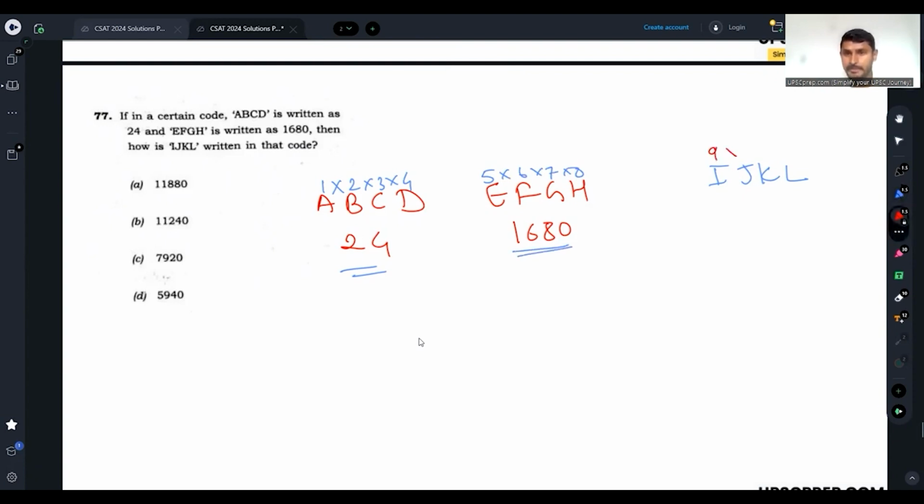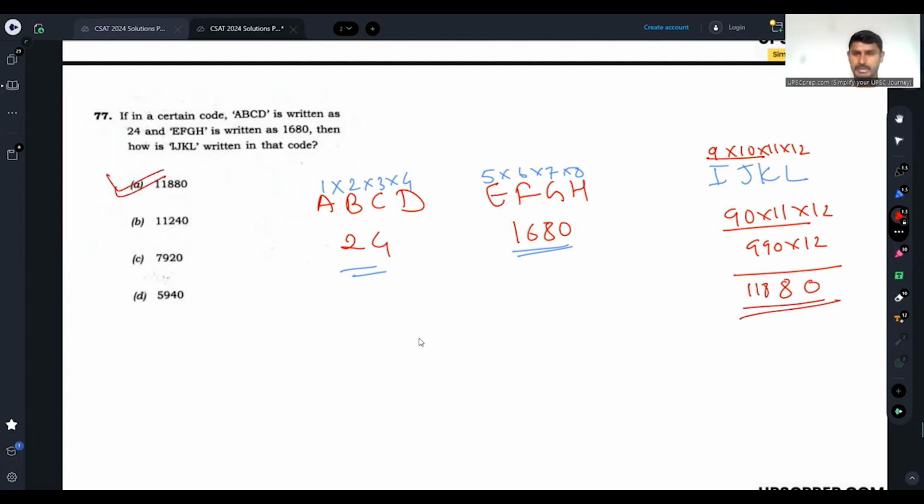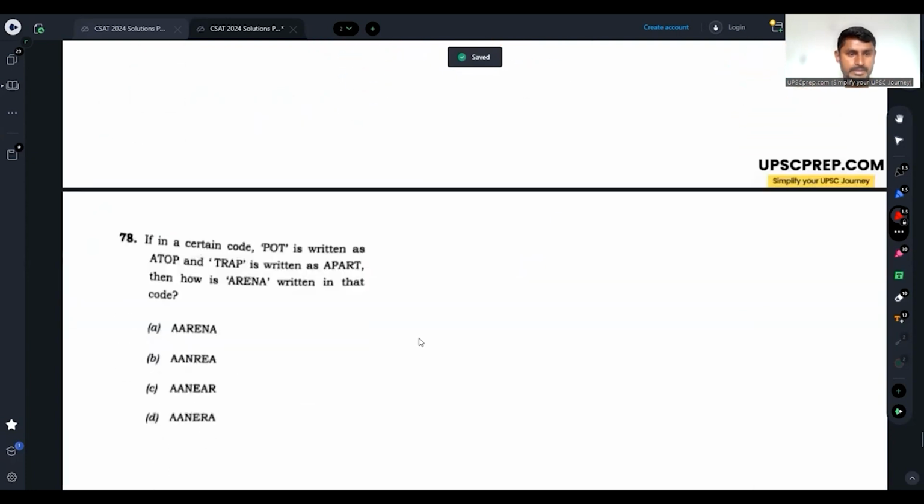Then here it will be 9 into 10 into 11 into 12. Now take the multiplication: 90 into 11 will be 990, into 12. So if you see, it will be 11,880. So option A will be the correct answer. Easy question.